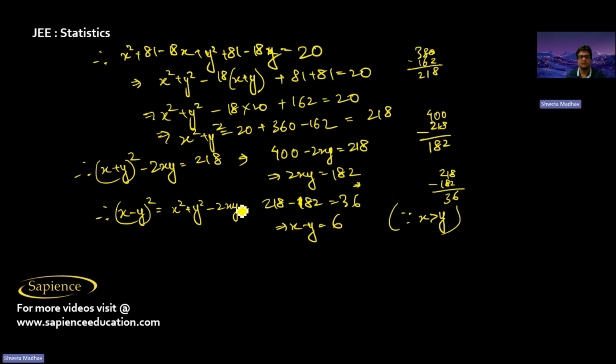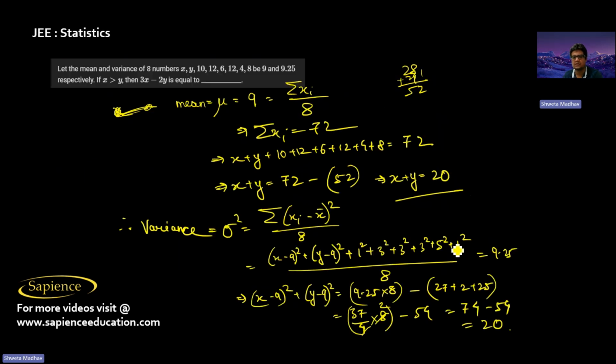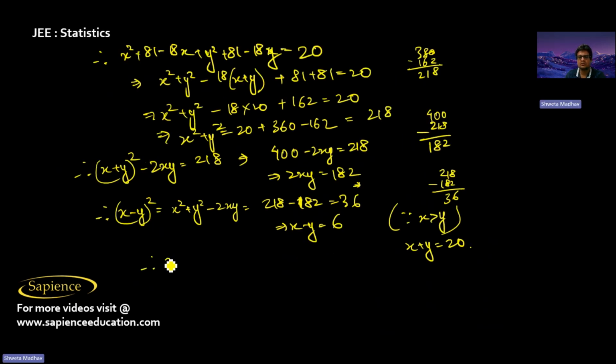So therefore, x plus y, we have found it as 20 and x minus y is 6. So therefore, if we add them, 2x is equal to 26. So therefore, x is equal to 13 and y will be equal to 7.